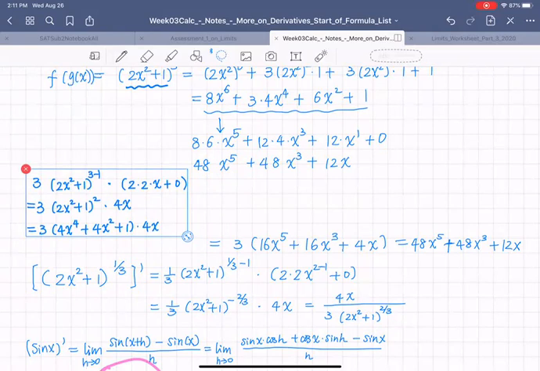It would be 2x squared plus 1 to the power of negative 2/3. But please don't forget the inner layer. You want to times the other guy also. This is the most confusing part, which all the students have trouble with.